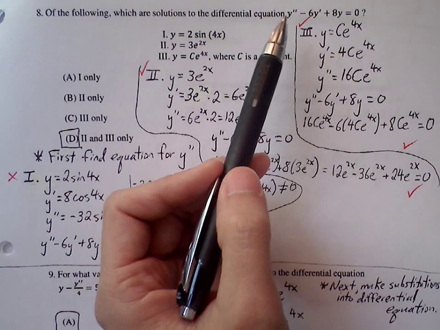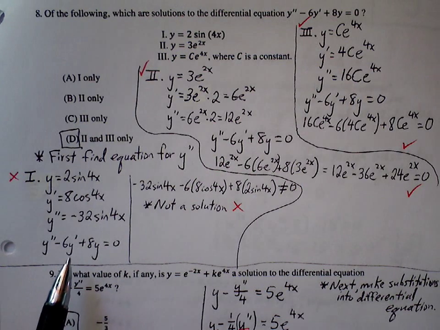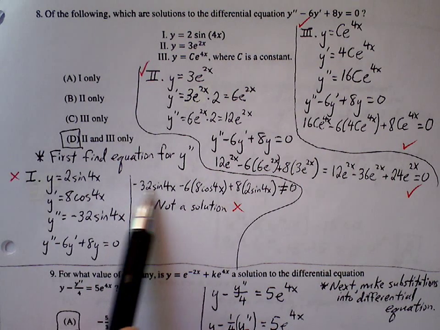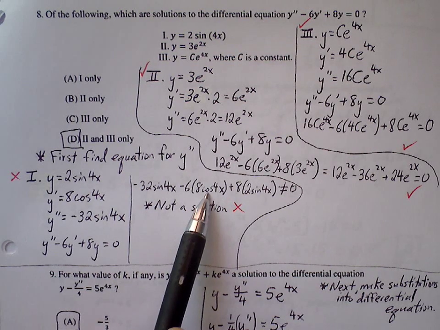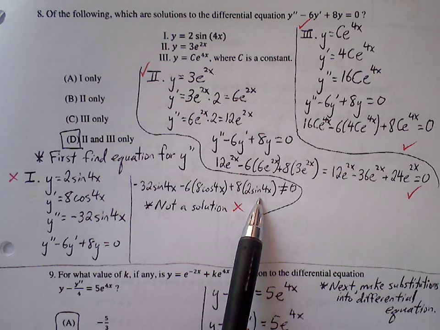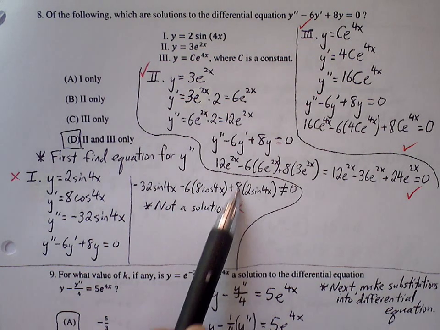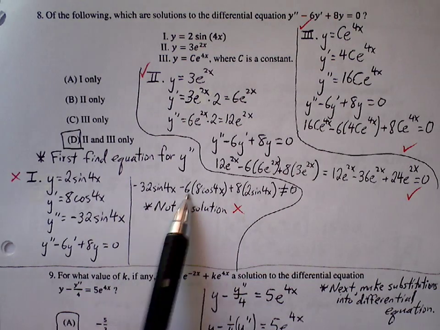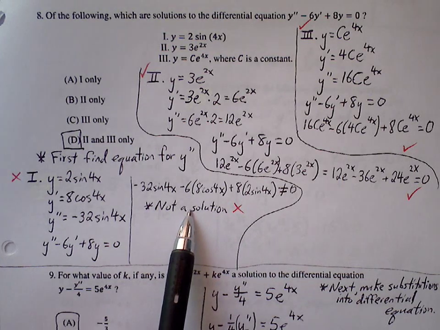So let's replace y double prime and y prime and the y. So y double prime gets replaced with negative 32 sine of 4x. Y prime gets replaced with 8 cosine 4x. And y gets replaced with 2 sine 4x. We get negative 32 minus 48 plus 16. And if we add those together, we're not going to be able to get everything to cancel out to be 0. So option 1 is not a solution.